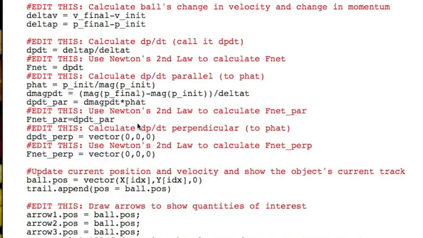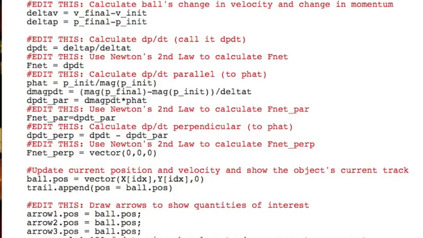Next, we can now describe the curving of the system's trajectory by computing dp dt perpendicular. We can do this in one line of code. See if you can select the line of code that works here. Here's the correct way to do this.